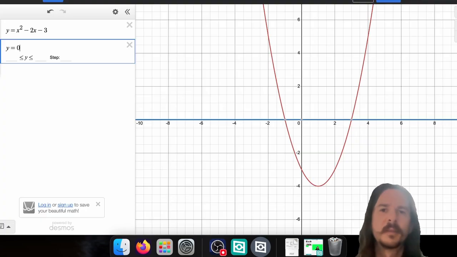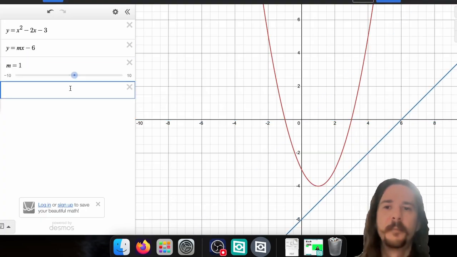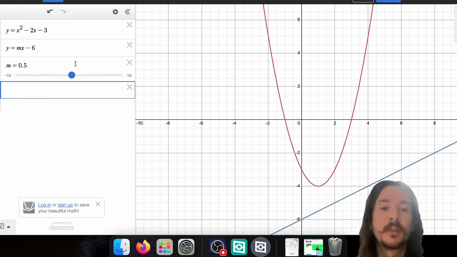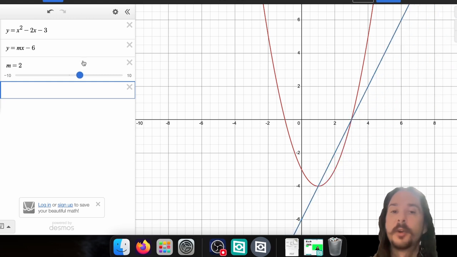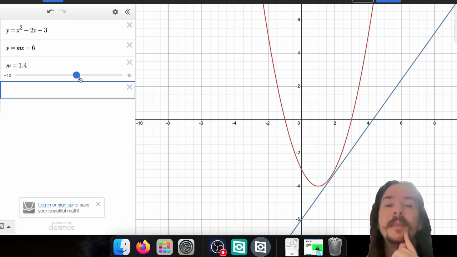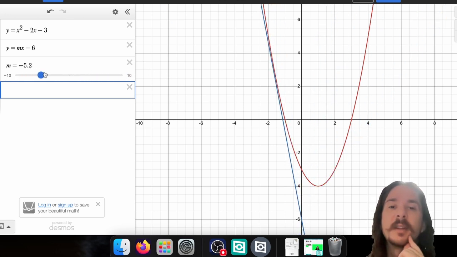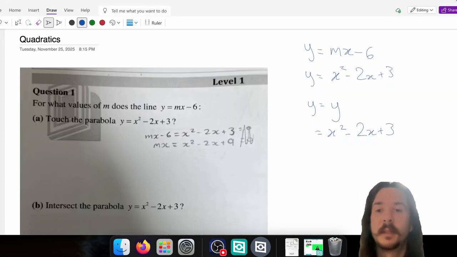So let's just think about this for a second. If instead of 0, y equals mx minus 6, we can see that based on the value of m, this line changes its gradient, and so it could have no points of intersection with the parabola. It could have 2 points of intersection with the parabola. It could have 1 point of intersection with the parabola here, if it just touches there, or if it just touches there. So let's think about what this means in our question.